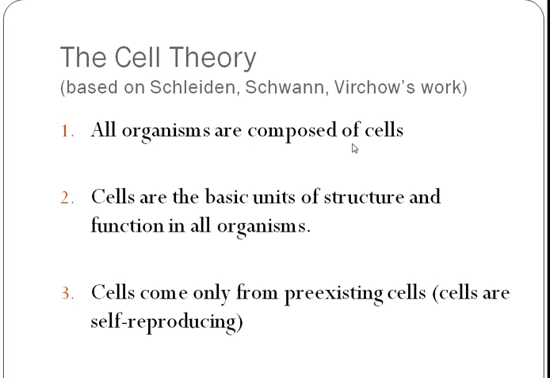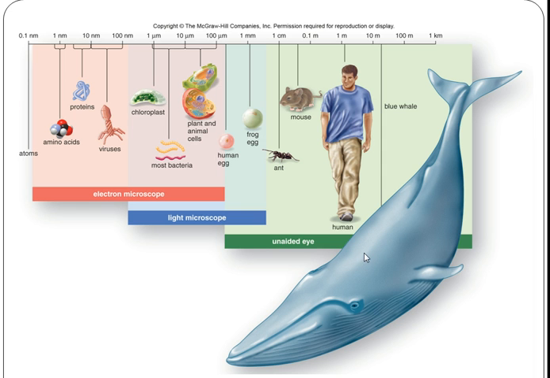The cell theory: everything's composed of cells. They're basic units of structure and function, and they only come from pre-existing cells. They don't spontaneously arise like they thought long ago.